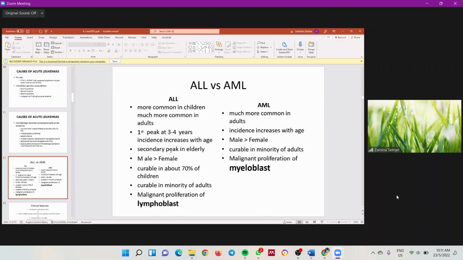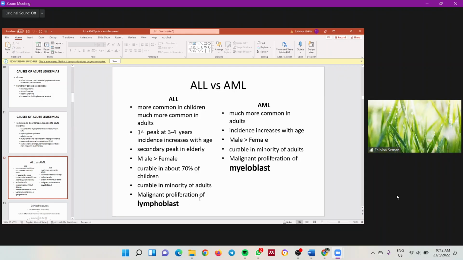And for ALL, the first peak in incidence is at a very early age, for example, at 3 to 4 years of life, and then the incidence keeps on increasing with age, in which the secondary peak is when ALL can occur in the elderly. So the first peak is at the toddler age, and then the secondary peak is usually in the elderly. Male is a little bit more common than female, and it is curable in about 70% of children.